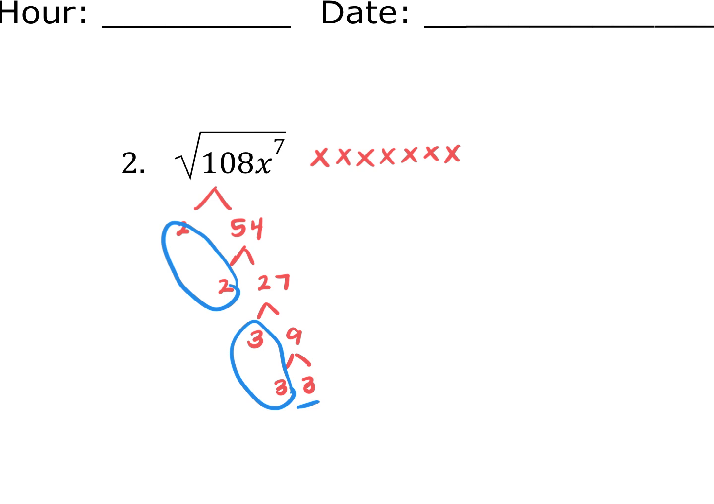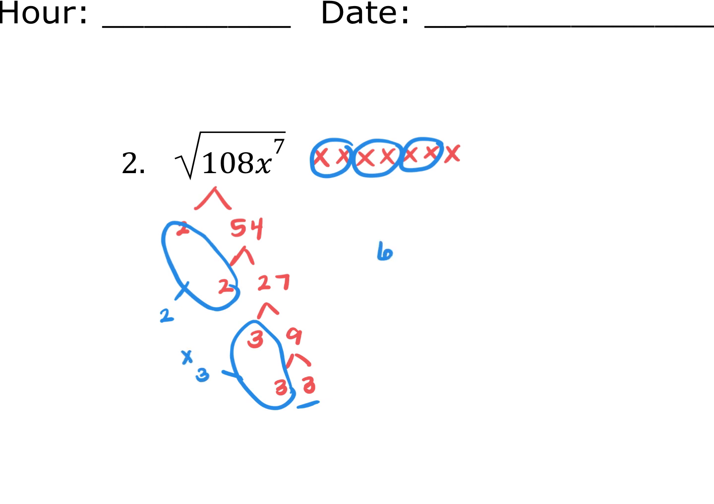Okay, so I'm going to start with that, but before I write anything, I'm also going to start with my pairs over here. I have a pair of x's right there and a pair of x's right here. All my pairs come out front. So I have this 2 and this 3, and we're going to multiply those together, and I get 6.